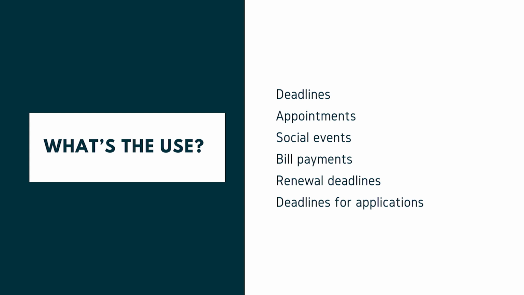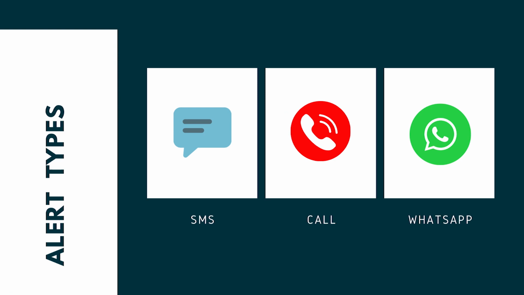It can be used for various purposes, like reminders for deadlines, appointments, social events, bill payments, renewal deadlines, and deadlines for applications. These are some of the scenarios, but they're generic and can be used for any kind of reminder you need. This supports various alert types, like SMS, calls, and WhatsApp messages. You can choose whatever alert you want on the sheet. These alert services are provided by the Twilio service, which we need to integrate into this sheet.